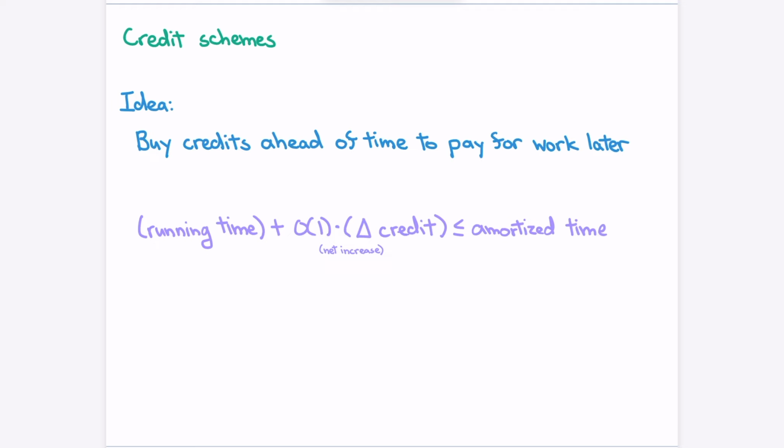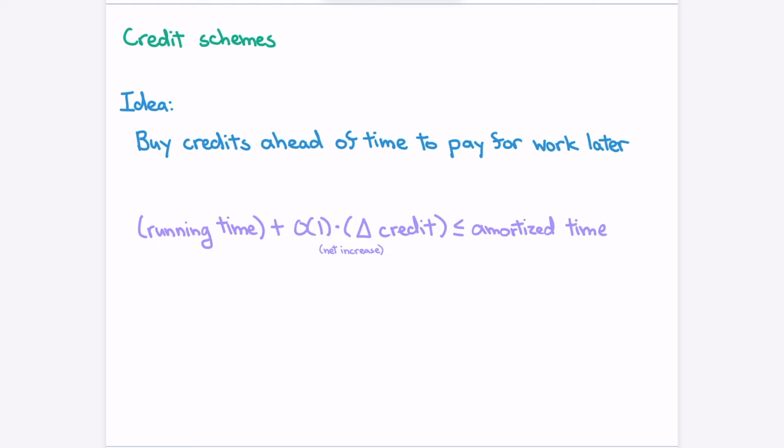The rules are you start with 0 credits and you must always have a non-negative amount of credit. You cannot have negative credit. You can buy IOUs for later, but you can't owe. So the number of credits in the bank needs to be non-negative at any point in time.